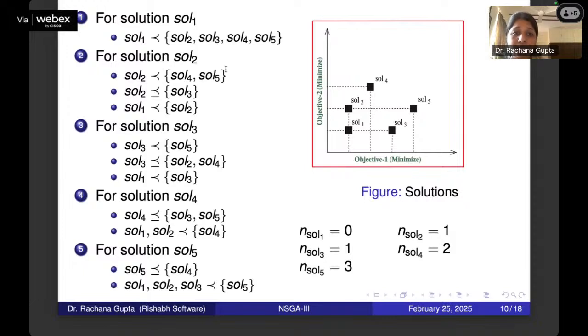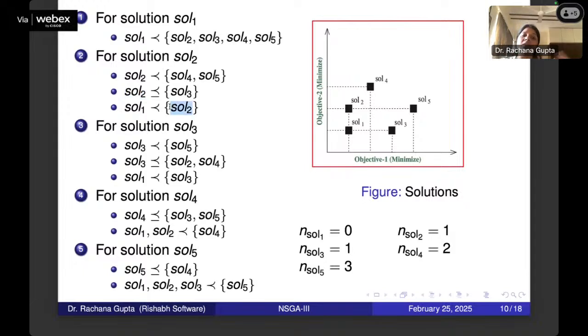Okay, now what is the domination count? That is what we need to think about now. Domination count tells you how many solutions dominate a particular solution. For example, for solution 1, how many solutions are better than solution 1? No solution is better than solution 1, so the domination count will be 0. Now let's come to solution 2.